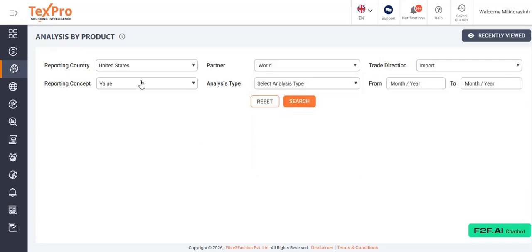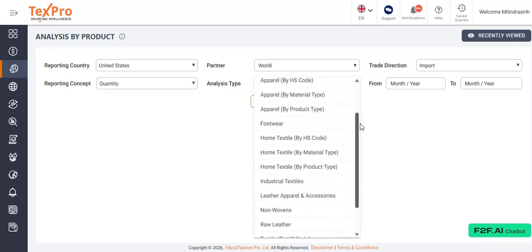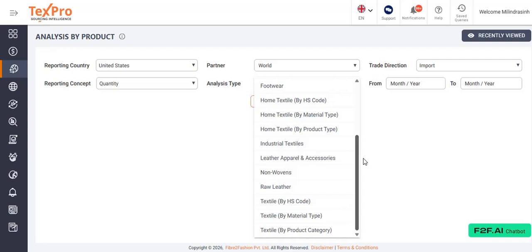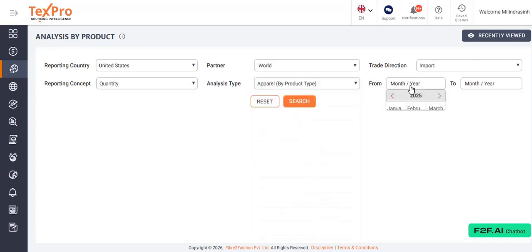Let's try and understand the total imports of US from the world. You can analyze the data either in terms of volume or value. So let's do the analysis in terms of volume. Under the analysis type, you can see the entire categories of apparel, home textiles, and textiles bifurcated by different segmentations. So just to give you an example, we will walk you through, let's say, apparel by product type.